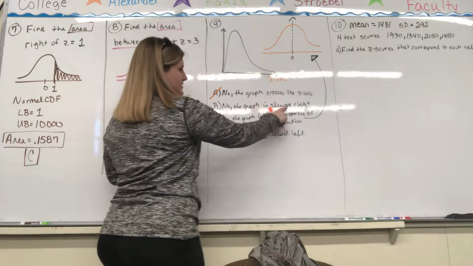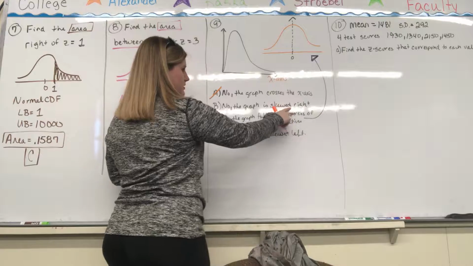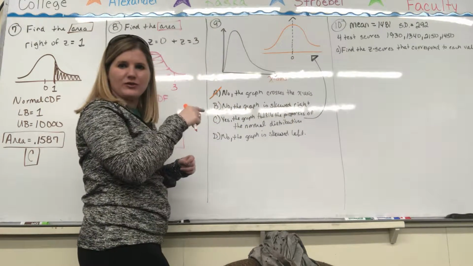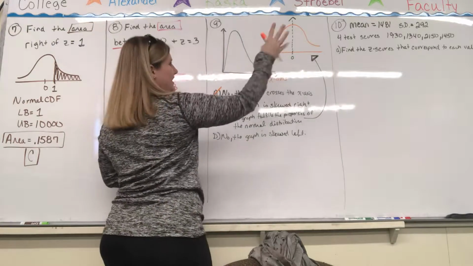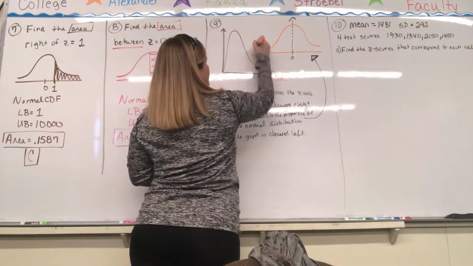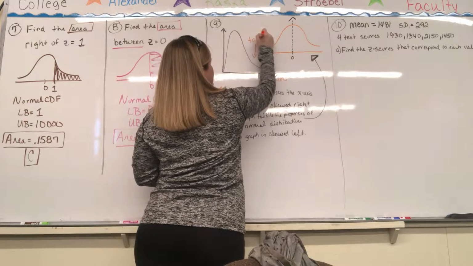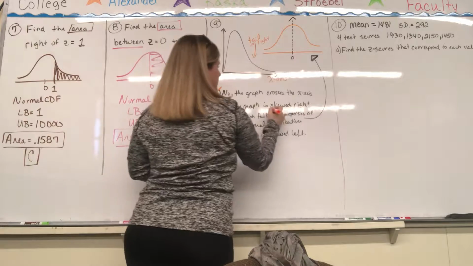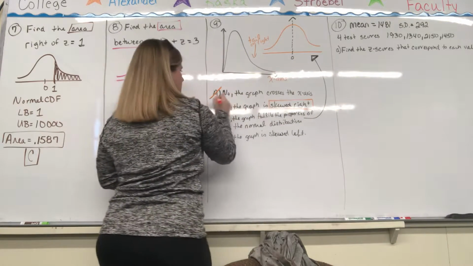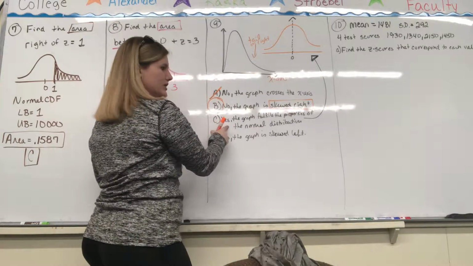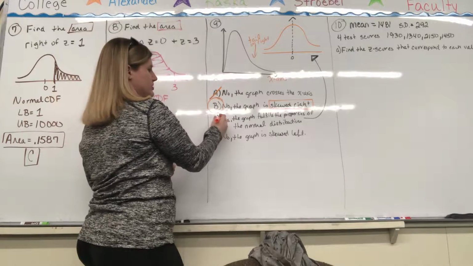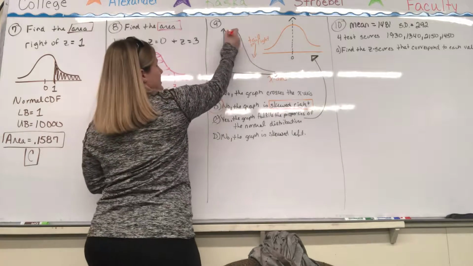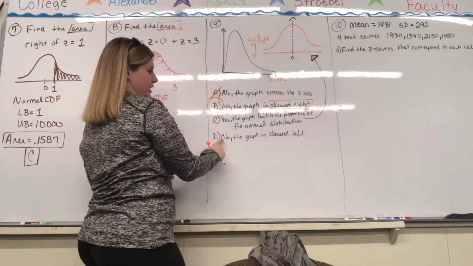Okay, the graph is skewed right. To be skewed right, that means it has a tail on the right-hand side. Well, right hand, look there. There's our tail on the right. So that means we are skewed right. Okay, then we know it is not a normal distribution because it does not look like our standard normal bell curve, where it does continue over and is symmetric on the other side.